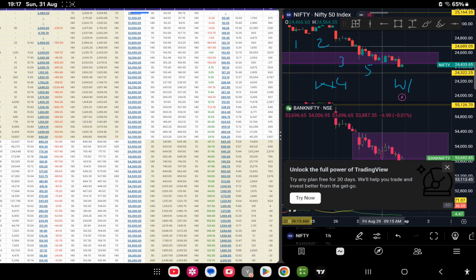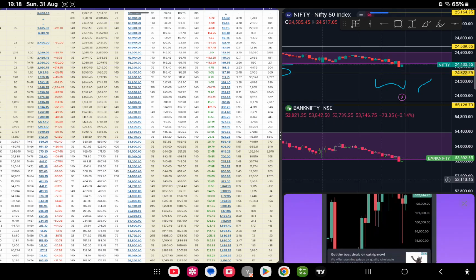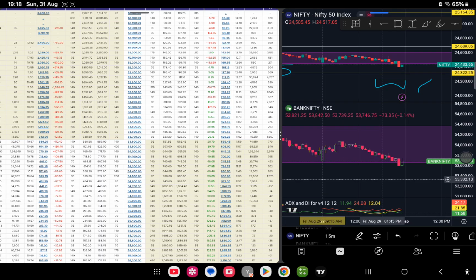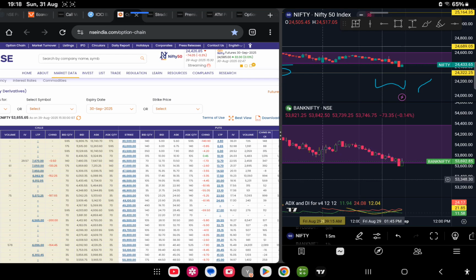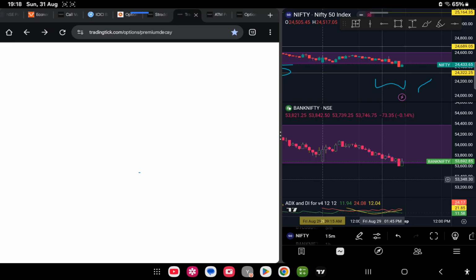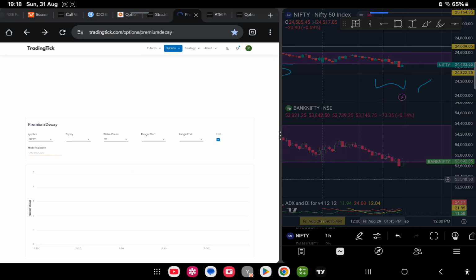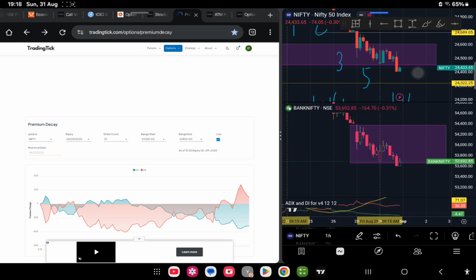Now when we come to the price action, let me show you in 15 minutes as well. I've kept 1 hour, but in 15 minutes you could see it was completely sideways, and you could see how weak the support is. Okay, now I'll move on to the important part, that is the premium. I'll keep 1 hour itself so that we can get a better idea of what's happening in the price action.